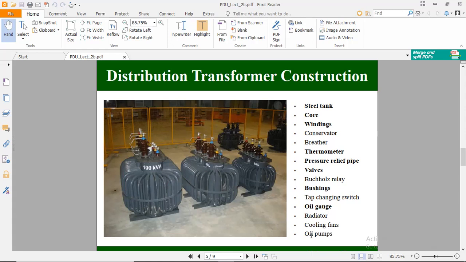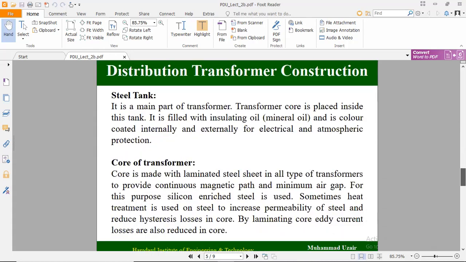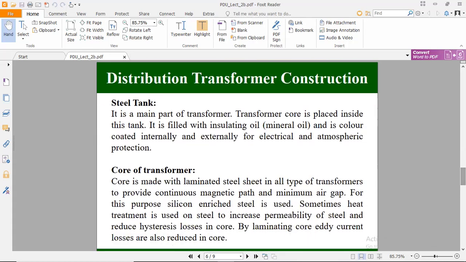Cooling fans, already we discussed. Oil pumps are the external means of circulating oil from the conservative tank by using the pump. So we use the oil pump to circulate the insulating oil from the transformer inside the conservative tank towards these fins. Now moving towards the other aspect of distribution transformer.